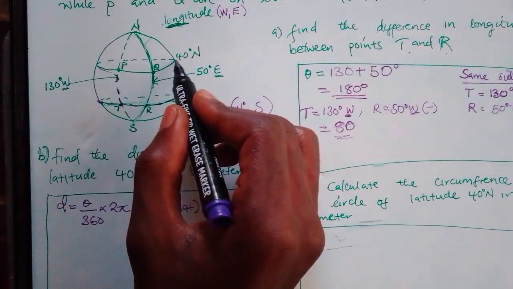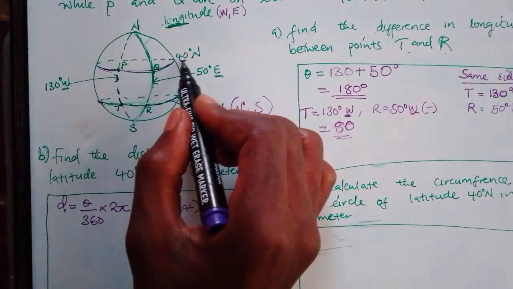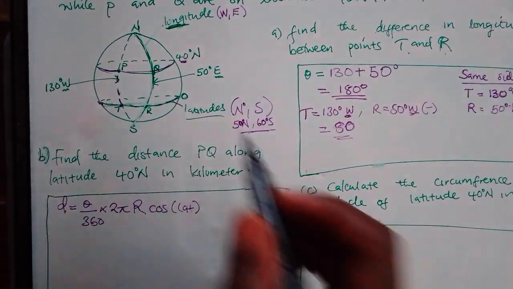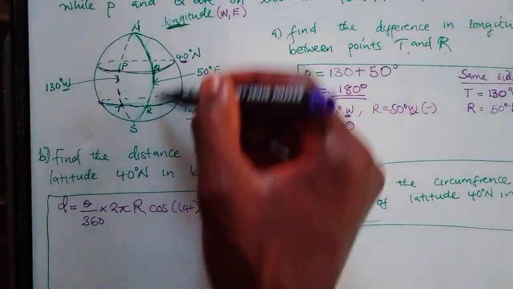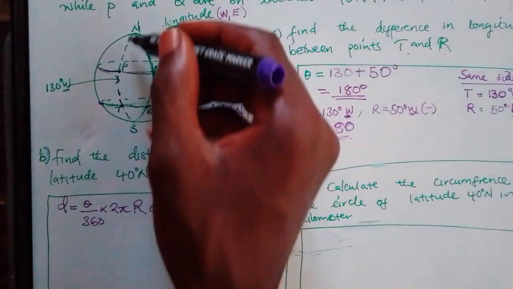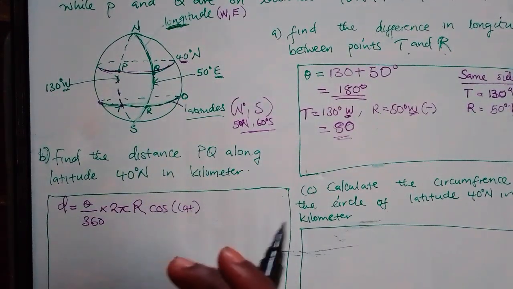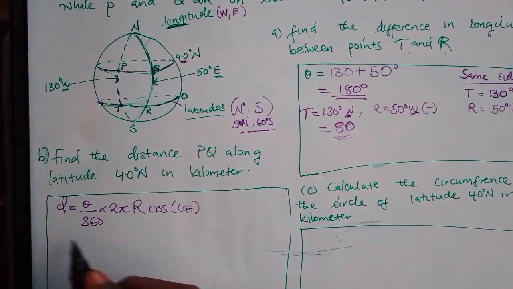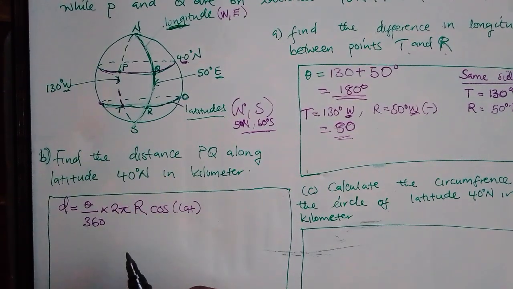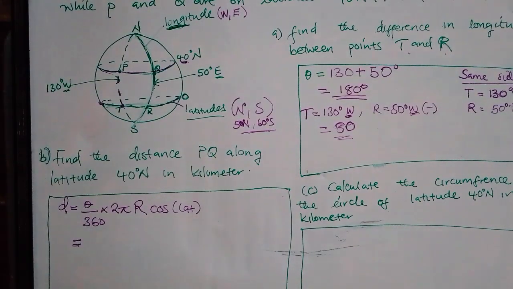Latitudes, we have to consider the latitude at which the points are. But in longitude, since these lines are the same, we don't use cos. We just end here. So this is the formula for calculating distance in latitude. Yeah. So now what does everything mean?